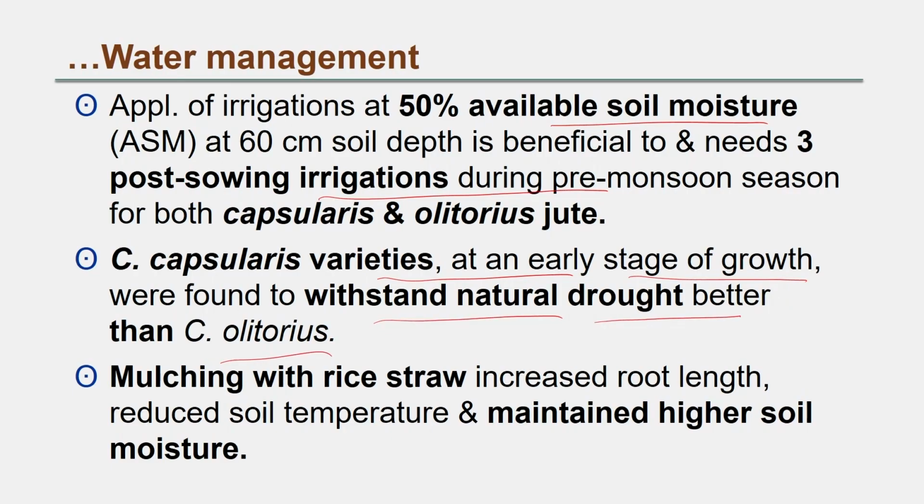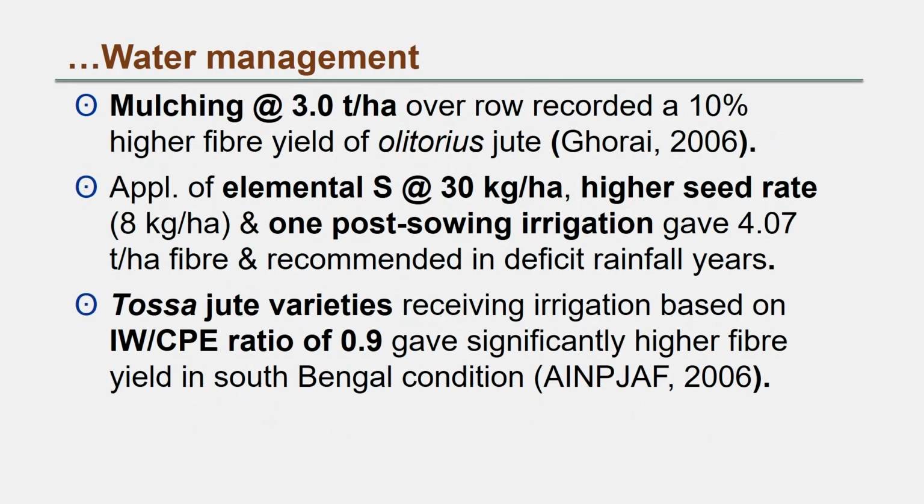than olitorius. So, you can see capsularis or white jute can tolerate both waterlogging as well as drought condition better than olitorius or tossa jute. Mulching with rice straw increased root length, reduced soil temperature and maintained higher soil moisture. Under moisture stress condition, it is advisable to go for mulching, which can conserve water and increase water use efficiency. So, mulching at 3 ton per hectare over row recorded 10% higher fiber yield of olitorius jute.